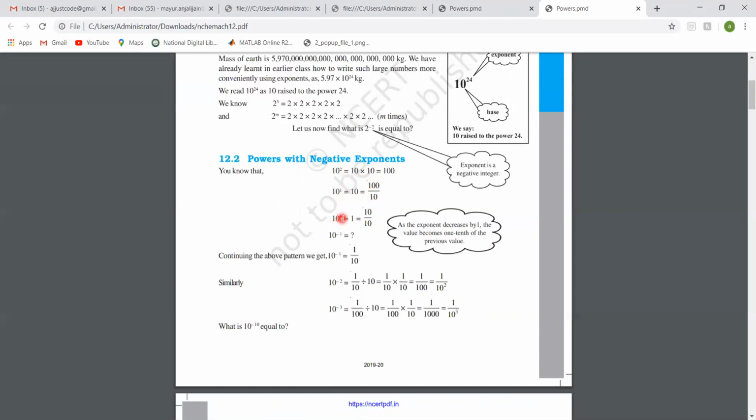Similarly 10 raised to the power 0. Now the answer in the previous case is 10 and my base is 10. So I divide 10 by 10 and get the answer 1.